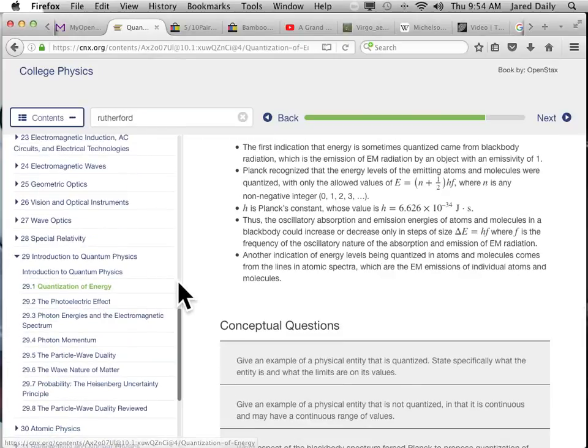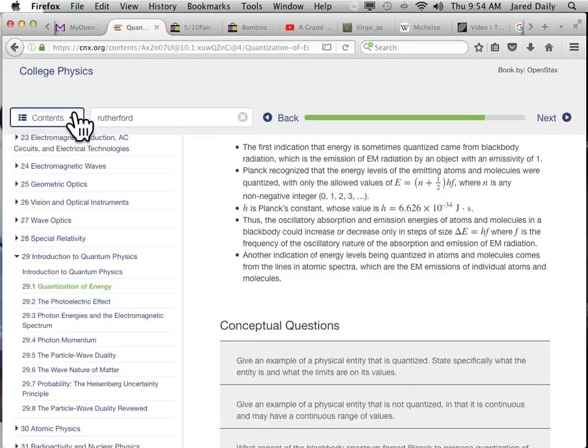Let's see how much more we have here. Quantization of energy, photoelectric effect was what we just did. So we're gonna move on to next time. Wait, we still have an hour left, right? Yeah. We're good. Never mind. I'm like, man, that time went by quickly, but I was looking at the wrong time. So we're good. We can keep going.